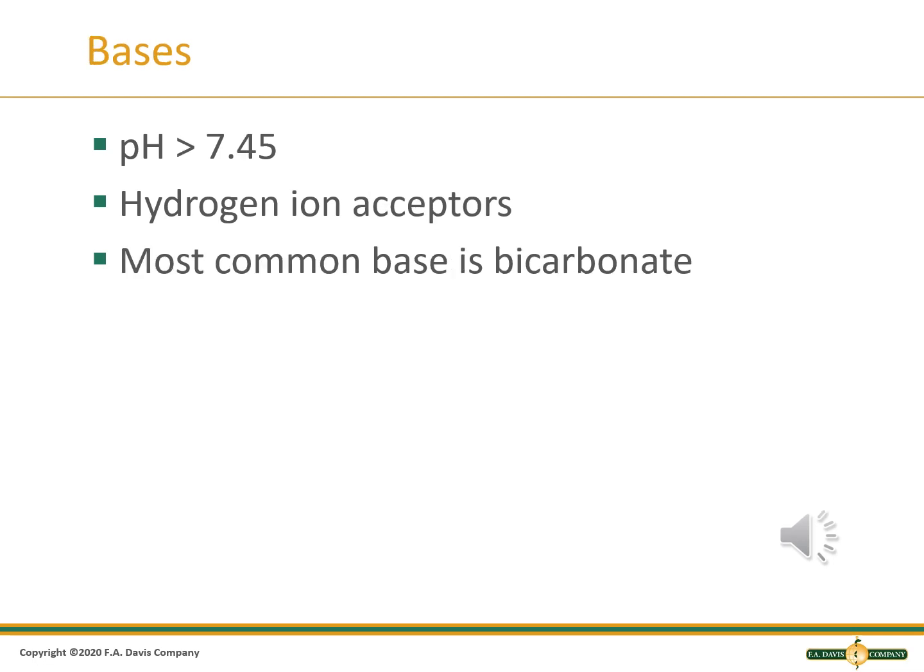Bases are known as hydrogen ion acceptors. A base or alkaline solution has fewer hydrogen ions and a pH of greater than 7.45. Alkalosis can result from either an overproduction of base or an under-elimination of base. The most common base is bicarbonate, and the systems affected are the cardiovascular, muscular, and nervous systems.